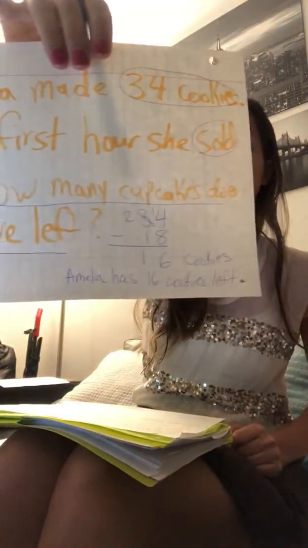Then my last step tells me to write my answer in a complete sentence so the reader knows that this is my answer and it's clear. So I would write, Amelia has 16 cookies left. I end it with a period because that makes it a complete sentence when you have a capital letter and a period. So very simple, just like that.